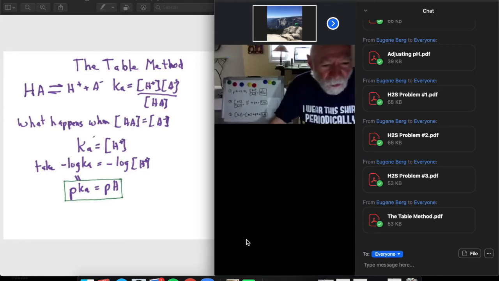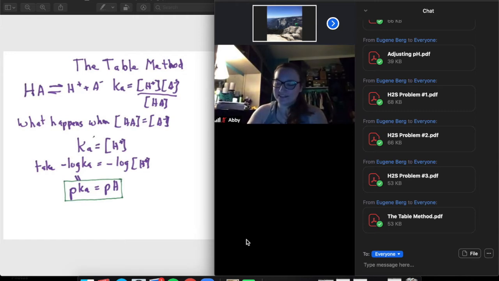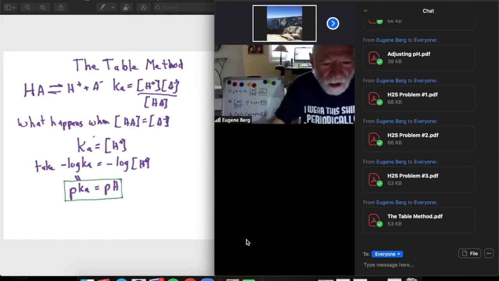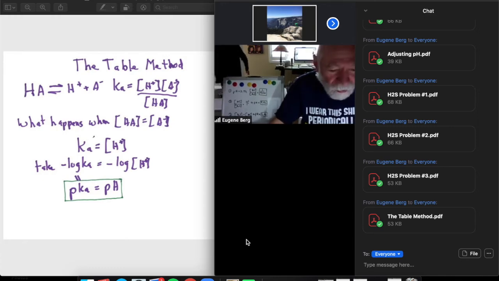So when you take minus the log of both sides, you get this. Minus the log of the hydrogen concentration is pH. And here's a new term for you. Minus the log of K sub A is called pK sub A. pK sub A is so important. Some textbooks don't even bother giving you K sub A. They just give you pK sub A. So what does lowercase p mean in science? It means minus the log of something.